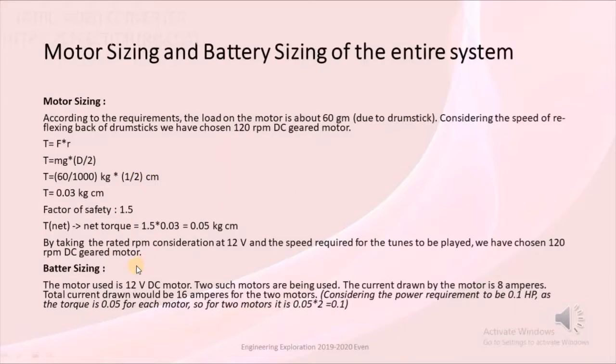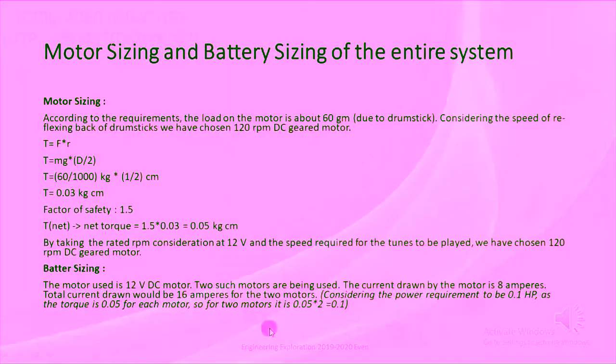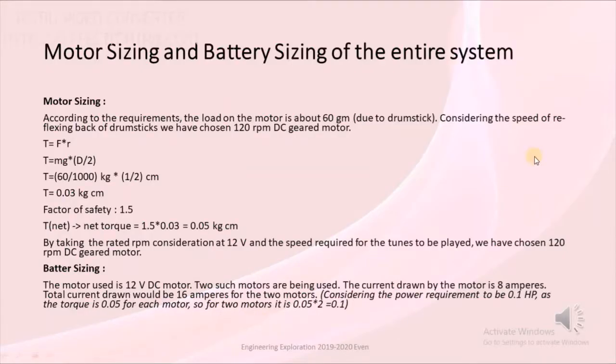And in the battery sizing, we are using an external adapter. But if we had used a battery, then we would require 8 amperes of current. So total current drawn would be 16 amperes for both the motors. This is done using consideration of the horsepower requirement, that is the total power requirement. As total torque is 0.05 for each motor, we have two motors, so it's 0.1.